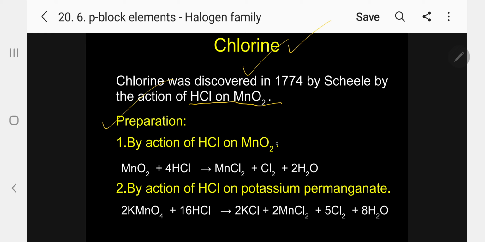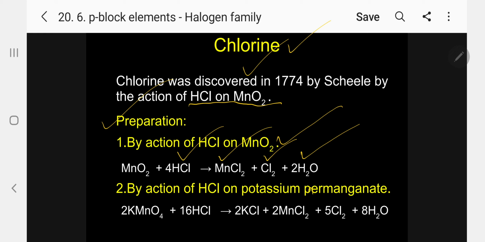Here I am giving that reaction. By the action of HCl on MnO2, 4 moles of HCl are used, and 1 mole of manganese chloride, 1 mole of chlorine and 2 moles of H2O are produced. This is the historical importance of the preparation of chlorine.